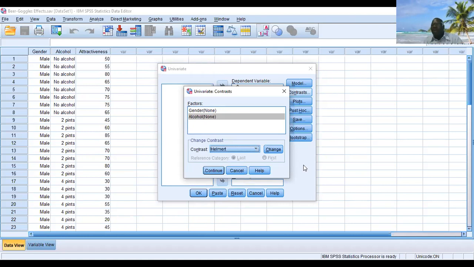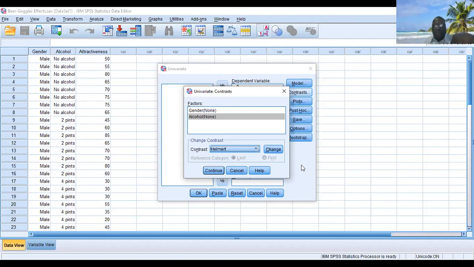The way we code it, number one is no pint, number two is 2 pint, and number three is 4 pint. So it's better you collapse 4 pint and 2 pint and compare with none. That is, you are comparing the people that drink with the people that didn't take anything. The second contrast will then be between the two pint and 4 pint. That's what the Lmat will do.